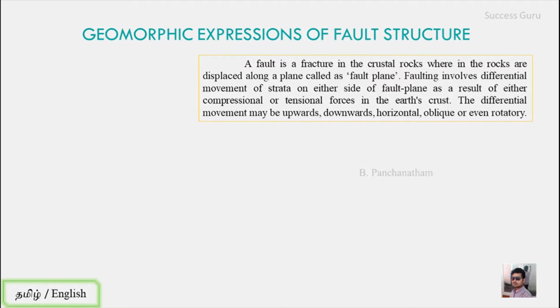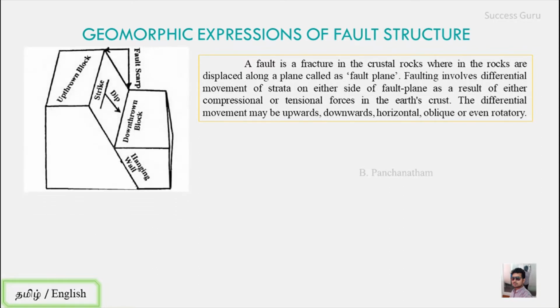A fault is a fracture in the crustal rock wherein the rocks are displaced along a plane called the fault plane. Faulting involves differential movement of strata on either side of a fault plane as a result of either compressional or tensional forces in the earth's crust. The differential movement may be upward, downward, horizontal, oblique, or even rotary.